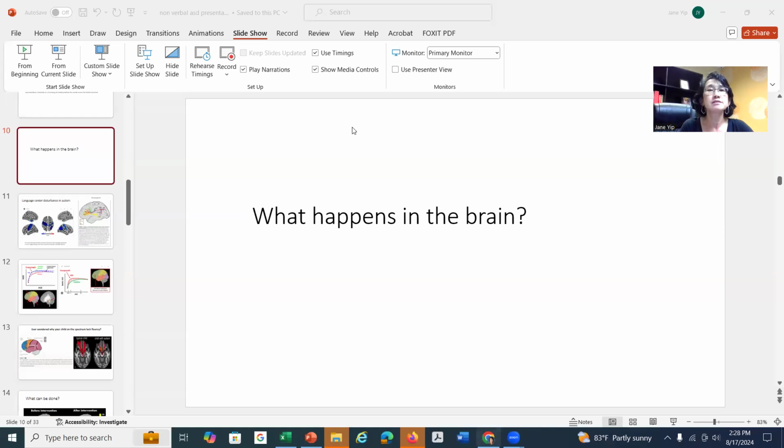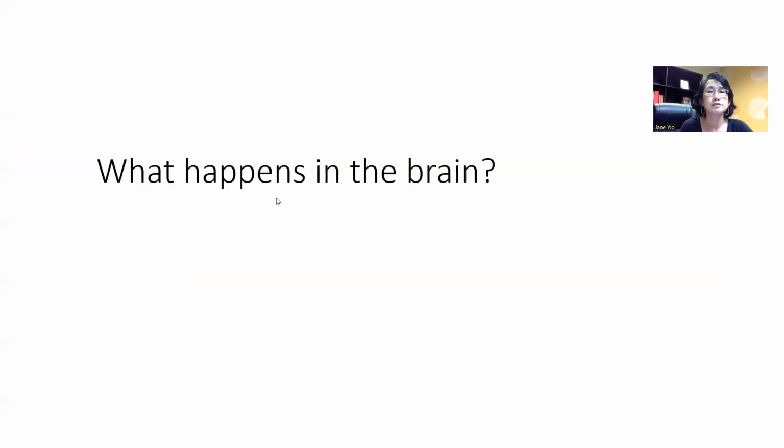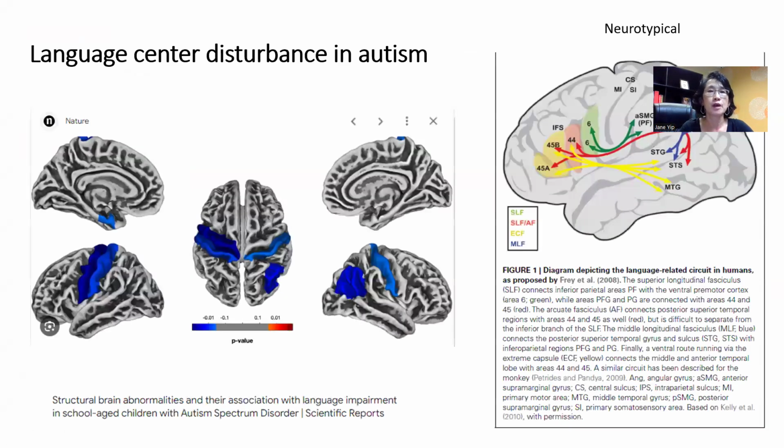What happens in the brain of autistic individuals who are nonverbal? This is what we're going to look at. So the language center disturbance in the brain is shown as abnormality and lack of activity shaded in the blue area. So these are typically language center.